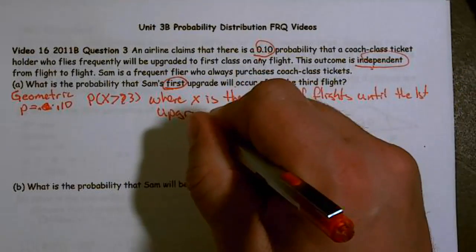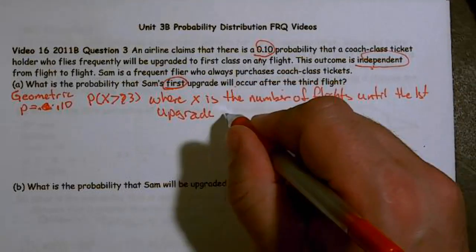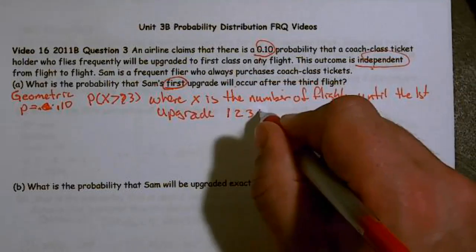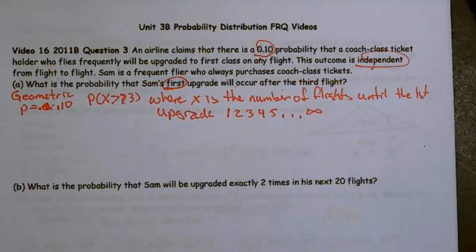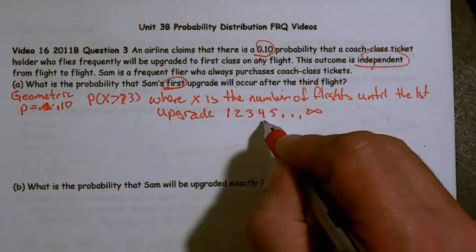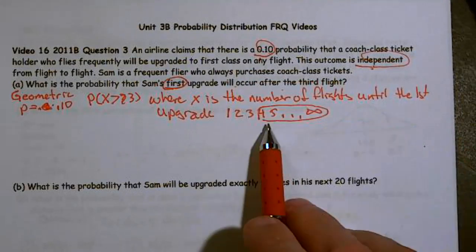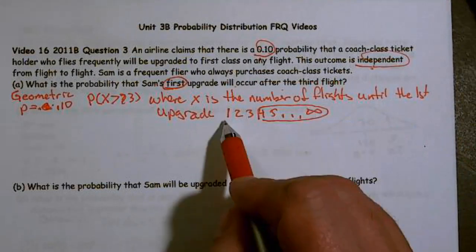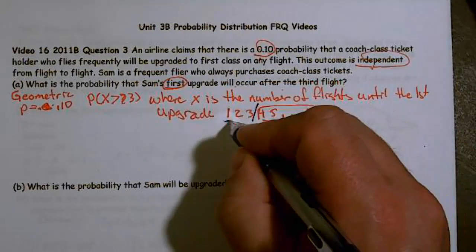All right, so let's look at this. Our number line says geometrics always start with a 1. So 1, 2, 3, 4, 5, and technically they go all the way to infinity because we may never have that first upgrade. We want it to happen after the third. When we show our work, we can't show all the way to infinity, so we don't try. We show the part below and we subtract.